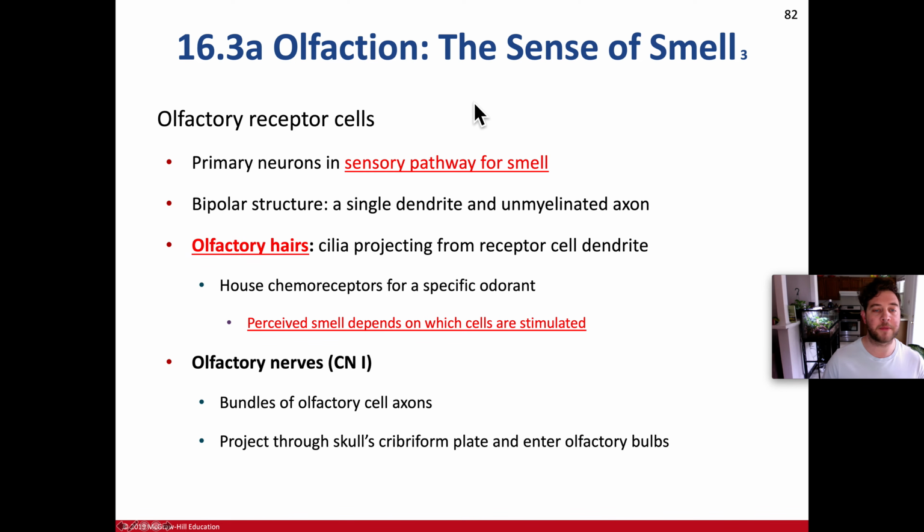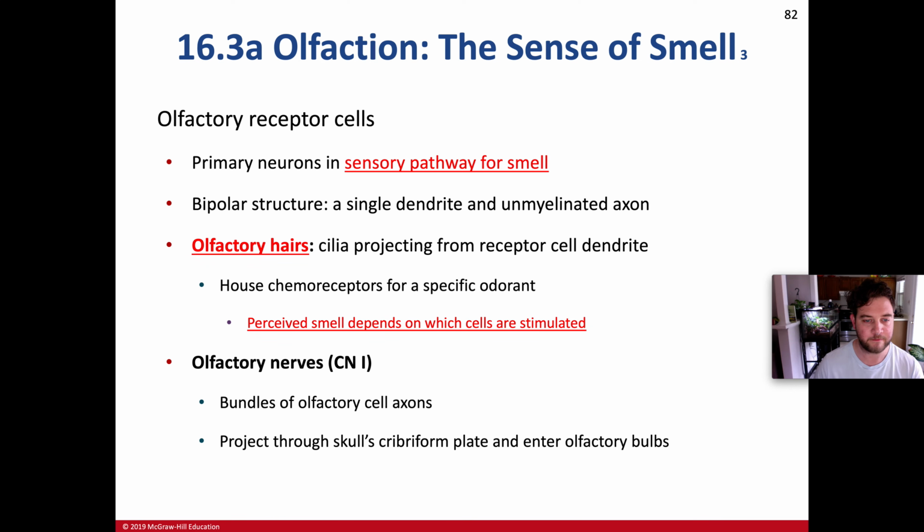Okay, so olfactory receptor cells are the primary neurons in the sensory pathway for smell. They have a bipolar structure, which means they're going to have that single dendrite and an unmyelinated axon. Your olfactory hairs are cilia that project from the receptor cell dendrite. The nasal hairs that we normally see, those are vibrissae. Those are not your olfactory hairs. So these olfactory hairs are much, much higher up in your nasal cavity and much smaller.